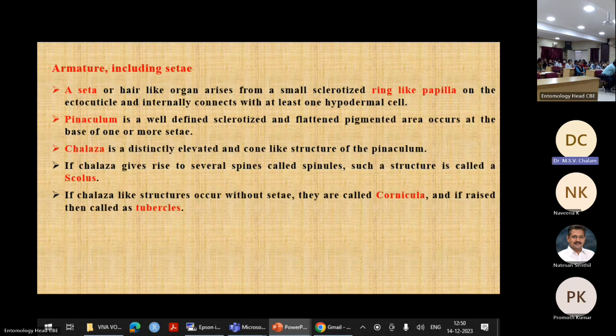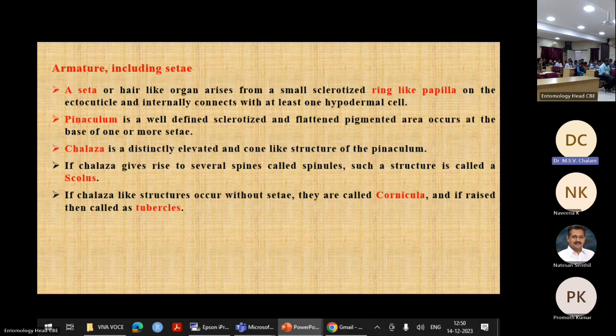So what does pinaculum mean? A flattened, heavily pigmented, sclerotized area occurring at the base of the seta is known as pinaculum. Next one is chalaza. A cone-like elevated structure present on the pinaculum is called chalaza.